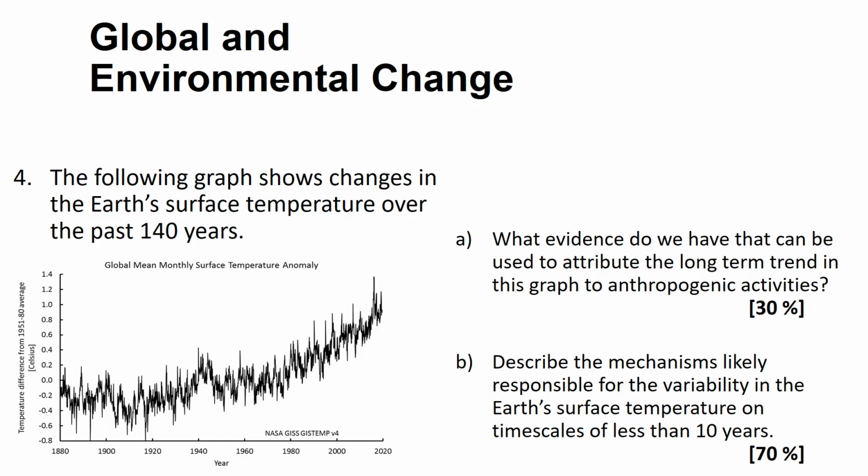Now, let's have a look at what the question is actually asking here. The first part is asking what evidence we have that we can attribute the long-term trend in the graph to anthropogenic activities. So for this part, it's not really about the graph at all. It's really just saying there's been climate change, we've had a lot of warming over the last 100 years. How do we know that it's our anthropogenic activities and not a natural phenomenon?